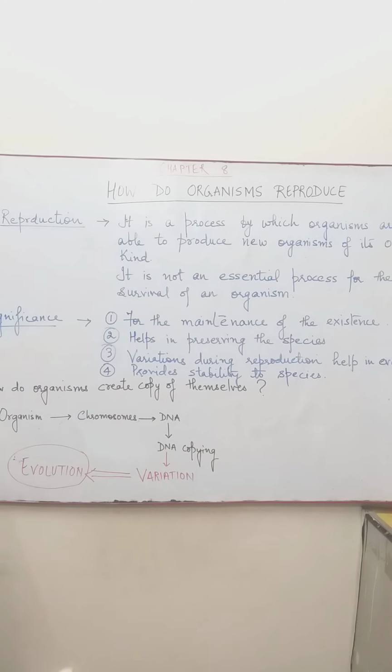Now the third important point: variations during reproduction help in evolution. We'll be discussing what happens during the process of reproduction. As I told, it is a process by which organisms are able to produce their own type. During reproduction, there are variations, that means slight modifications, which are introduced, and it is these variations which lead to the process of evolution. So variation brings evolution, and the variation is introduced by the process of reproduction.